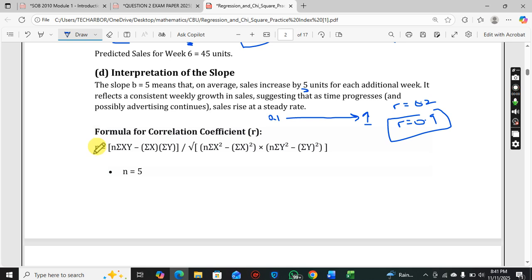So this is the formula for the correlation coefficient. N, we already have our value, 5. Sigma xy, we already have our value. Sigma x, we already have. Sigma y, we already have this value. N, we still have it.